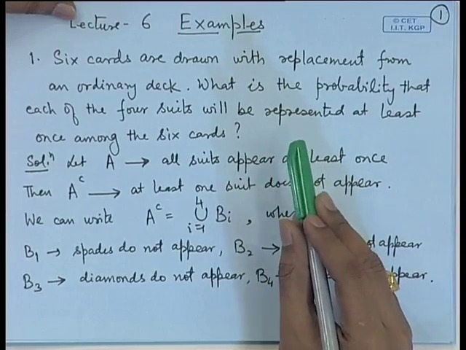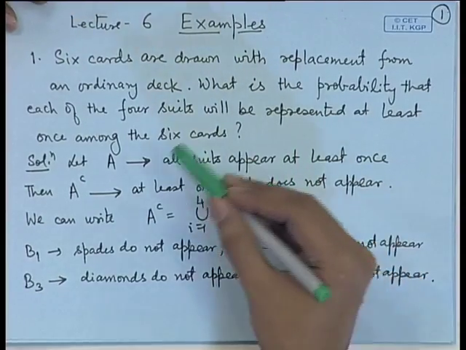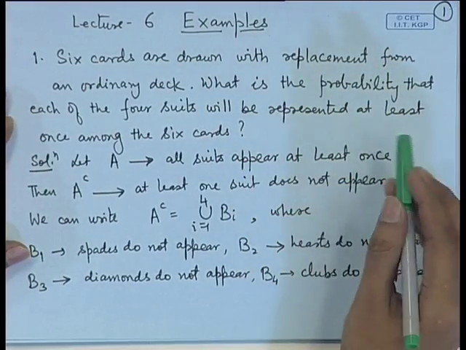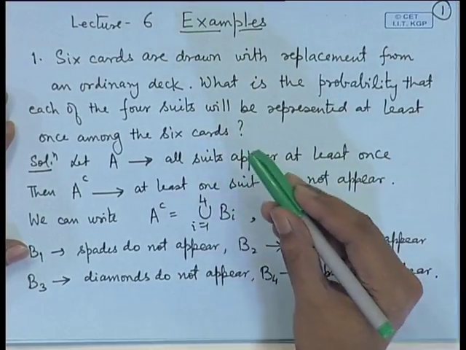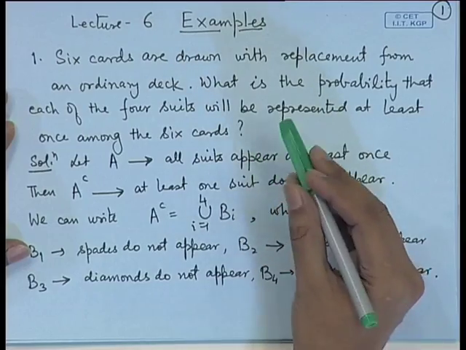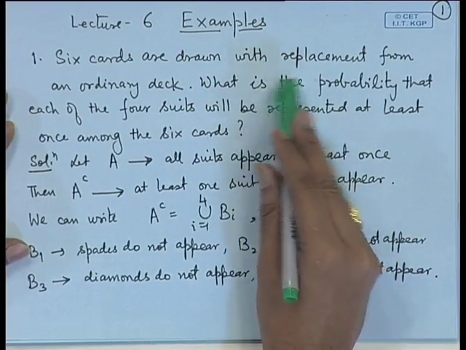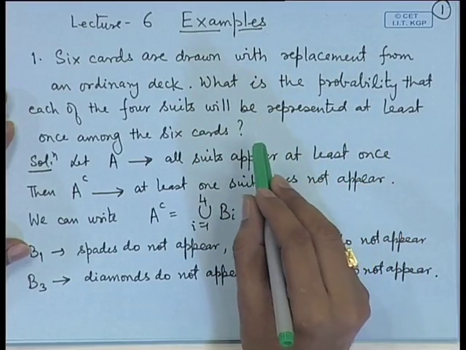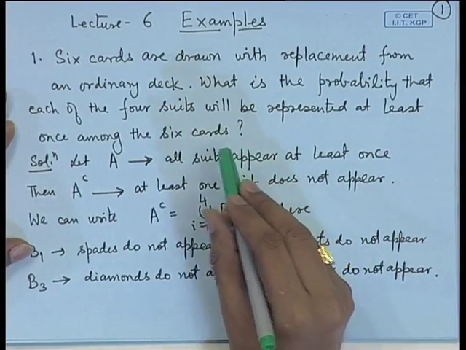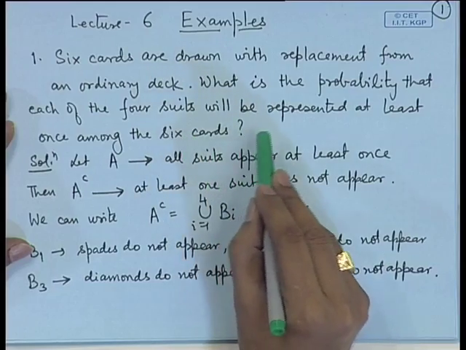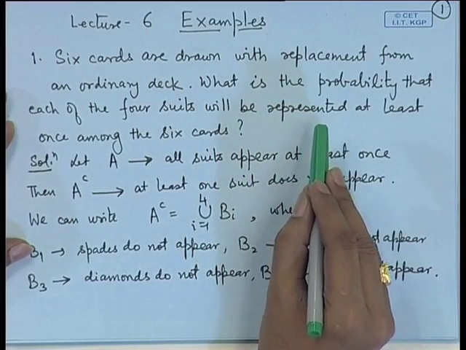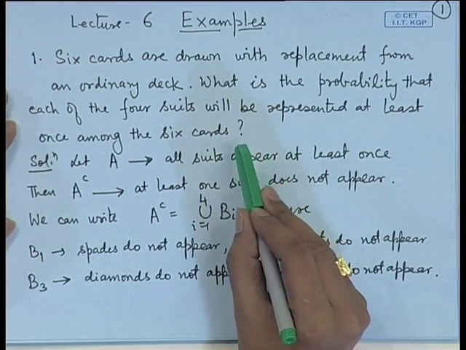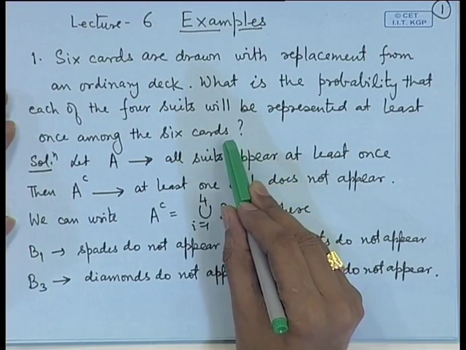So, we draw a card and we put it back. After noting down the suit of the card, we put it back in the deck and again we draw. This way it is called sampling with replacement. The event that we are interested in is that out of 6 cards, the 4 suits are represented at least once. Now, if we try to find the probability in a straightforward fashion, the possibilities are too many.